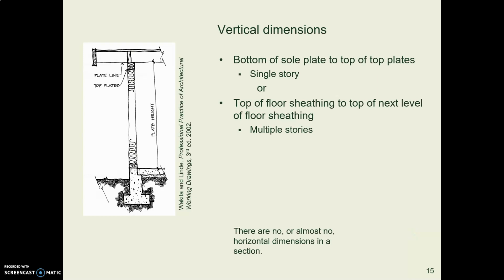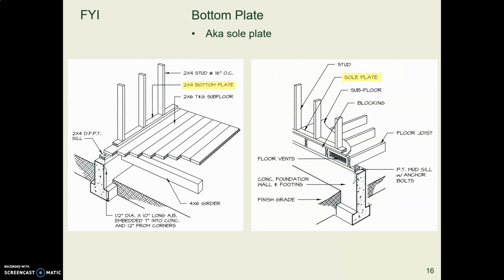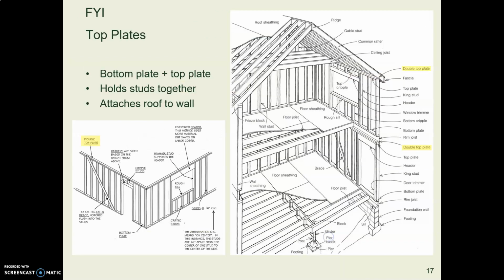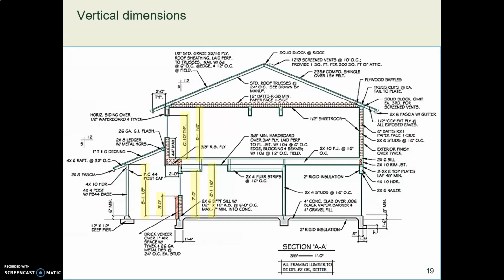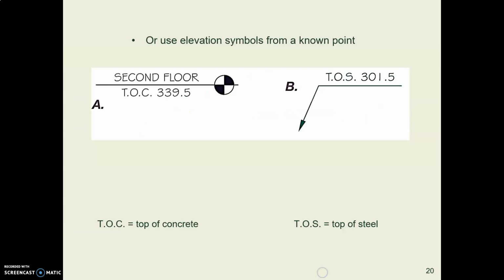You'll give whatever vertical dimensions you need, like bottom of plate to top of plate. Bottom of plate, there's the bottom plate, to the top of plate, there's the top plate, just as a reminder. So here's an example of a section with various vertical dimensions given, so you can see how much this tells the reader. Here's another one. This is out of our book. So it's real easy to see just how this framework goes together and just what the heights are supposed to be.